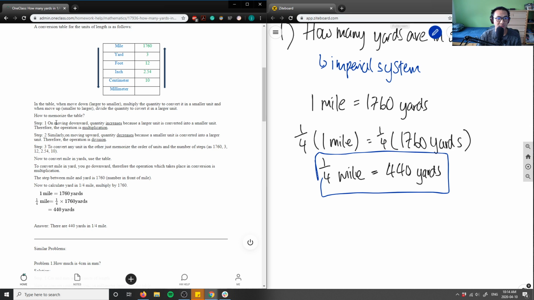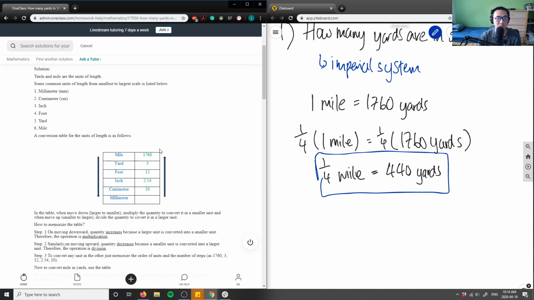So how to memorize the table: moving upwards, quantity increases, so I multiply, that's good. Moving downwards, it's decrease, which is awesome as well. And then, so again, they're using this table to solve this problem, right?